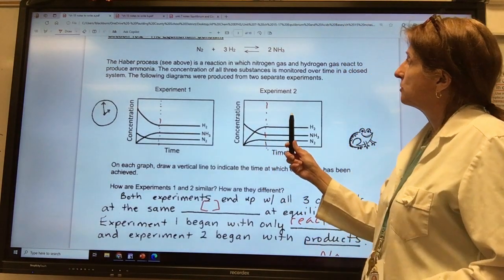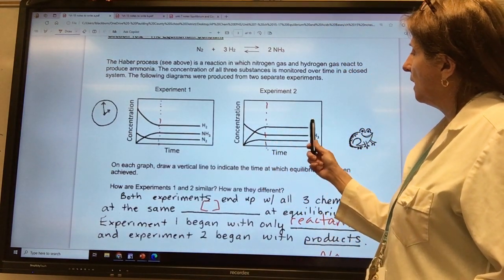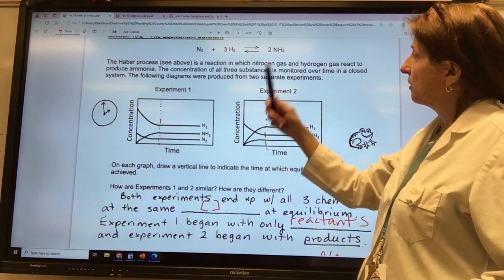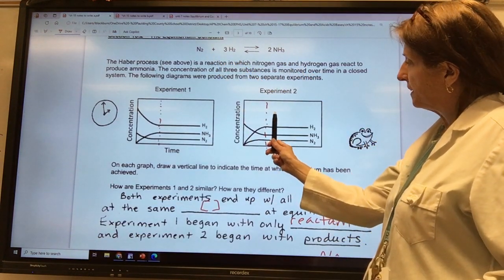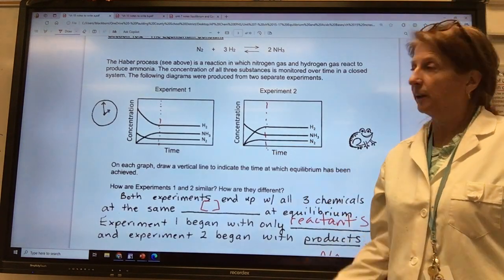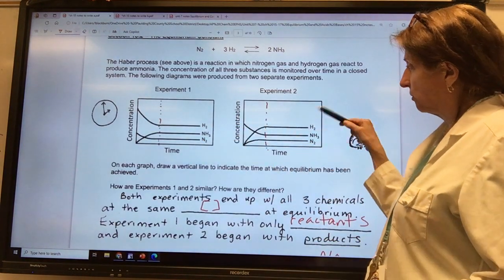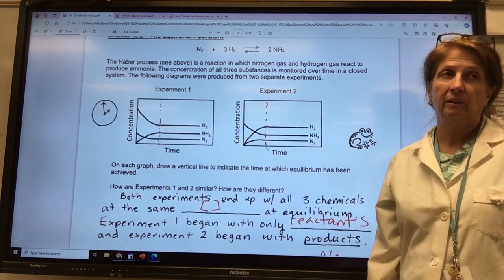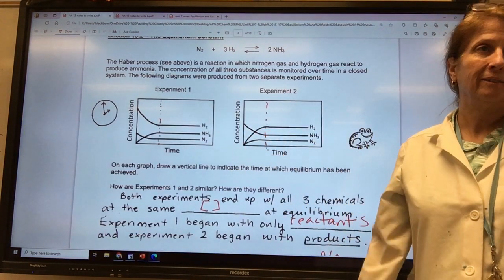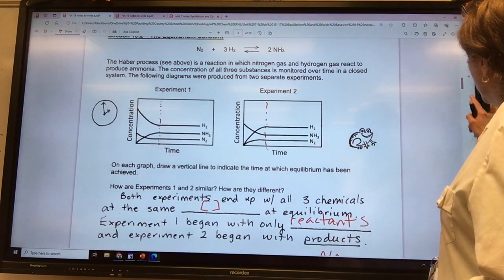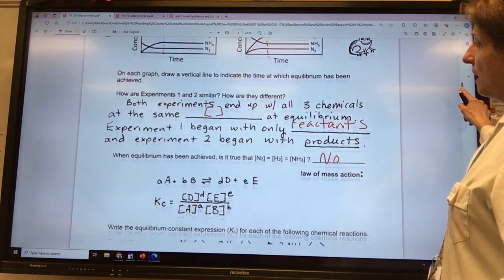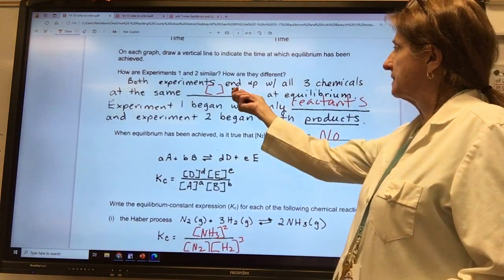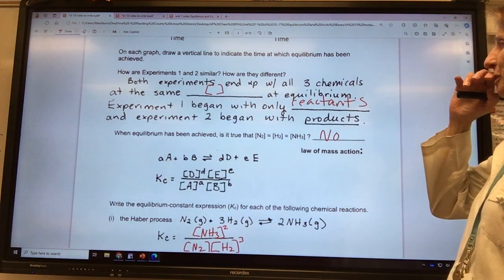With this one, we started with no hydrogen and no nitrogen. We just started off with the ammonia, but with time, they leveled off. And notice they leveled off in the same order, too, for their concentration. And notice they're not all the same, and they don't equal 1. So both experiments end up with all three chemicals at the same concentration at equilibrium.